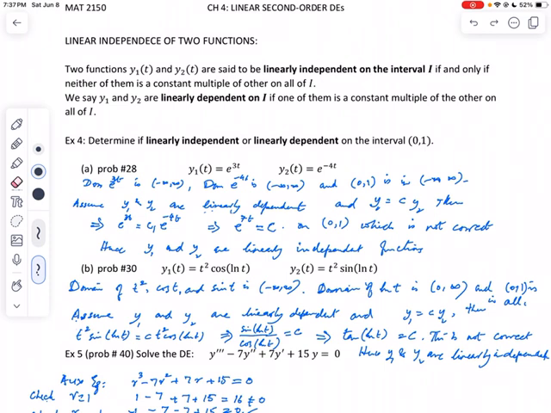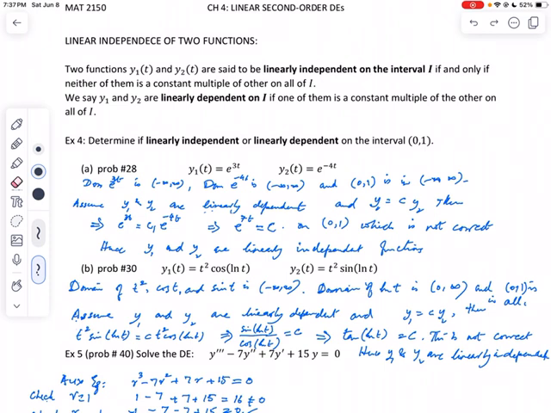Two functions y1 and y2 are said to be linearly independent on the interval I if and only if neither of them is a constant multiple of the other on all of I. We say y1 and y2 are linearly dependent on I if one of them is a constant multiple of the other on all of I.